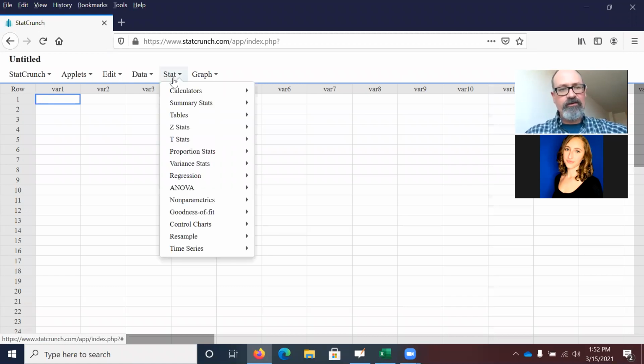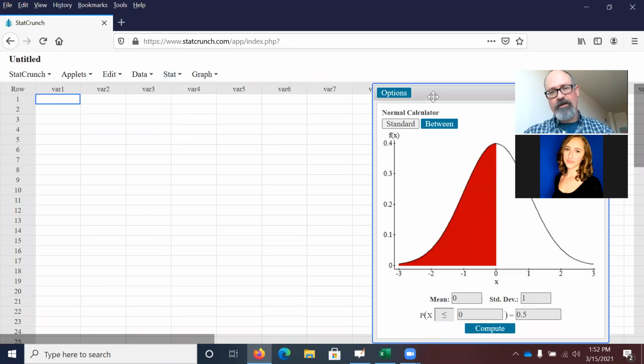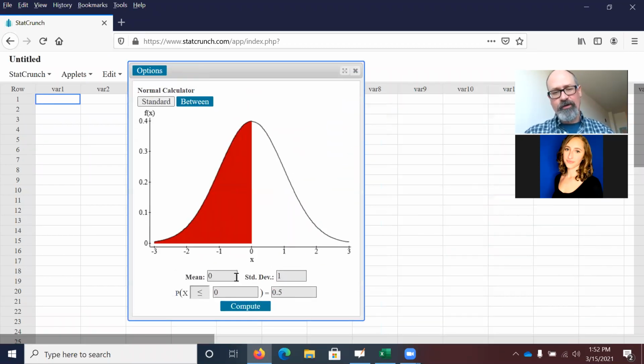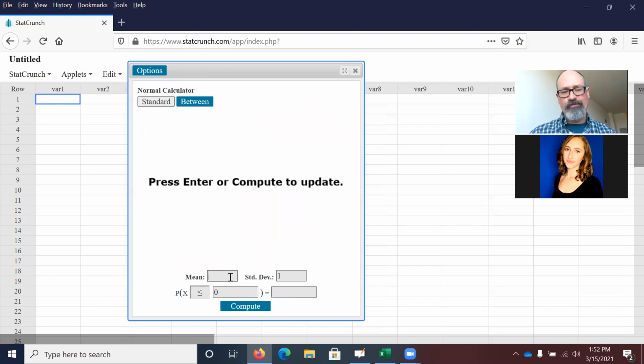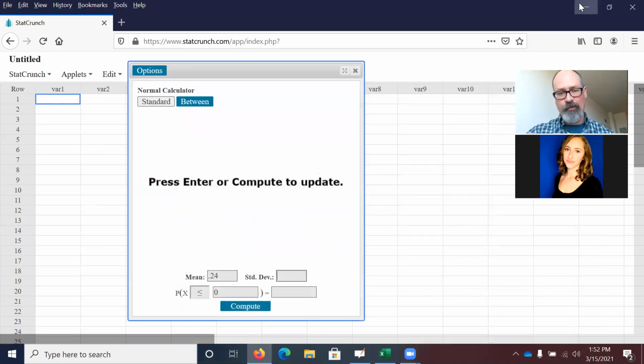I use the normal calculator. So go to Stat, Calculators, Normal. So maybe this is a little bit better than my drawing, but the mean here that you would use is the value of the true mean, which the company claims is 24%. So just uncritically accept it. Maybe it is. The standard deviation that you're going to be dealing with is whatever we came up with over here. So we're using the number 0.027 for that standard deviation. So let me go back here.